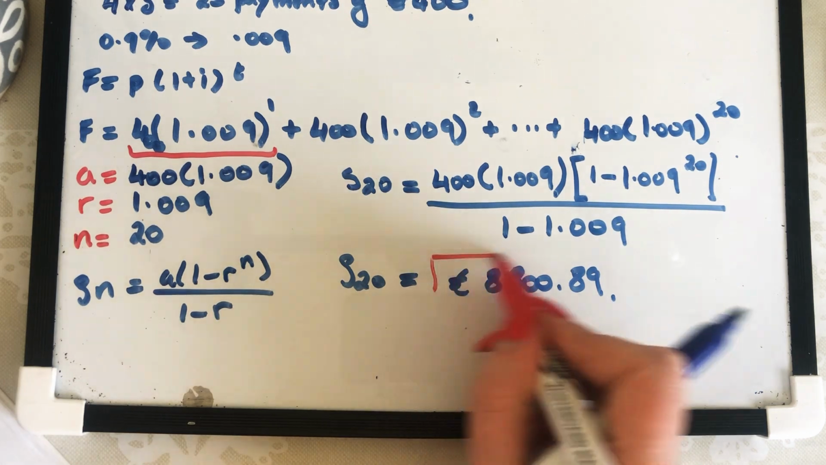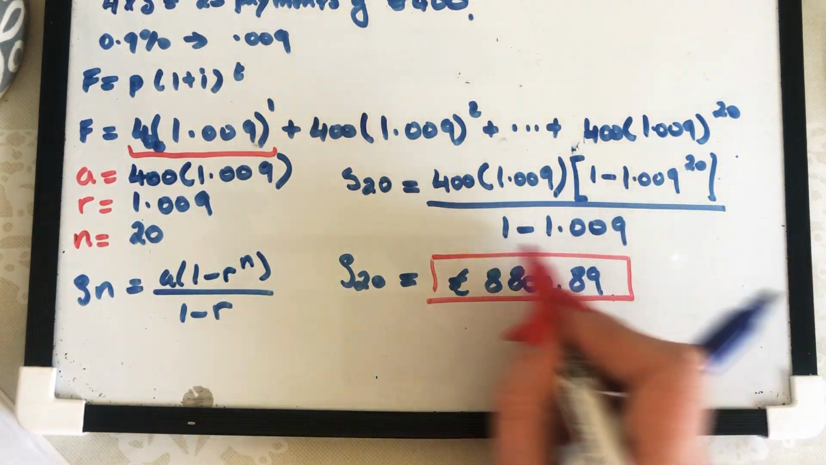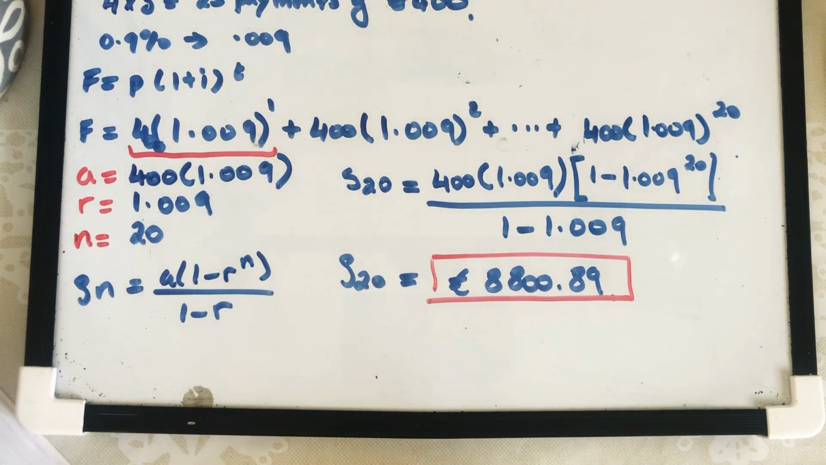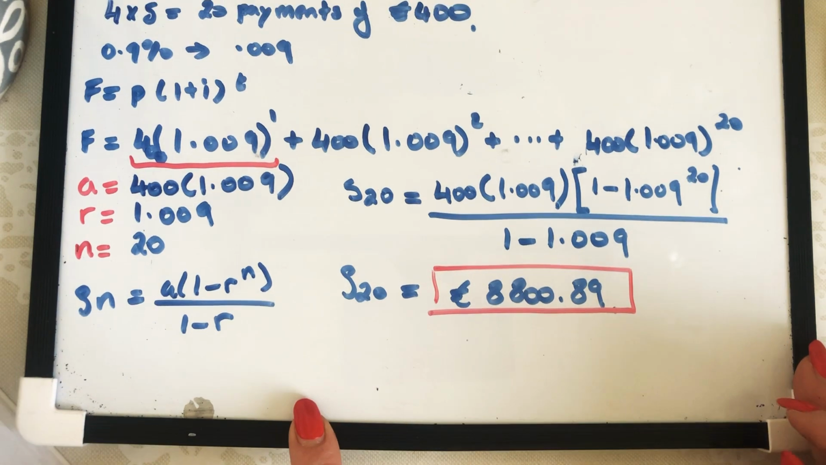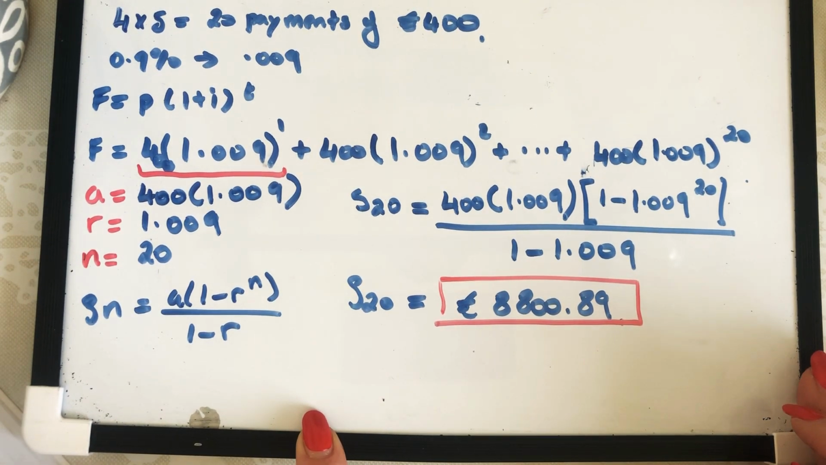All you simply have to do is type this into your calculator and you get that number there. So in other words, James saves €8,800.89 after 5 years of paying €400 every 3 months, with a quarterly interest rate of 0.9%.